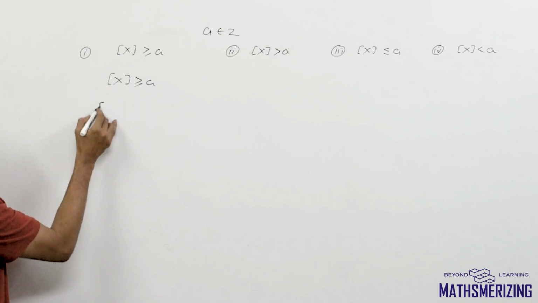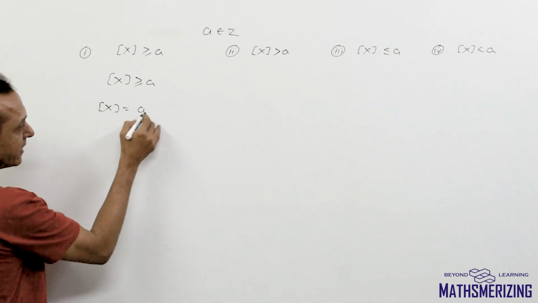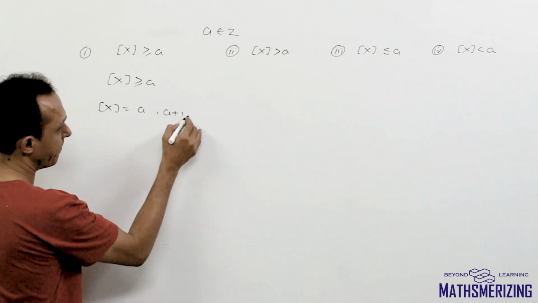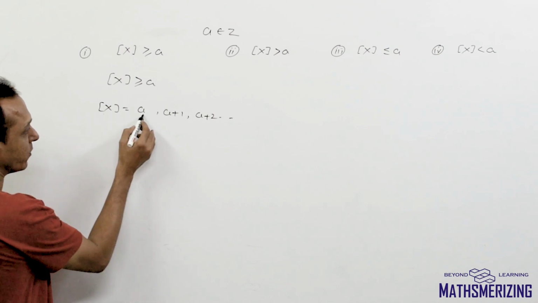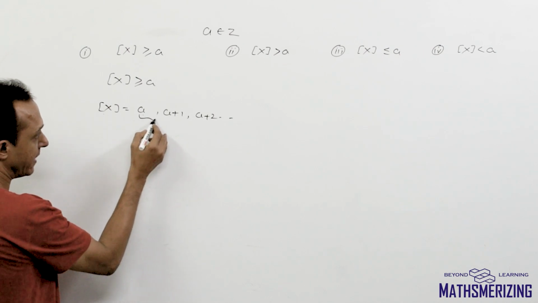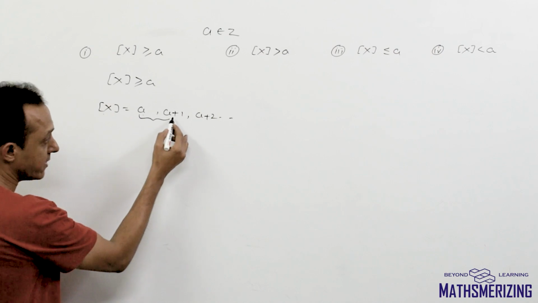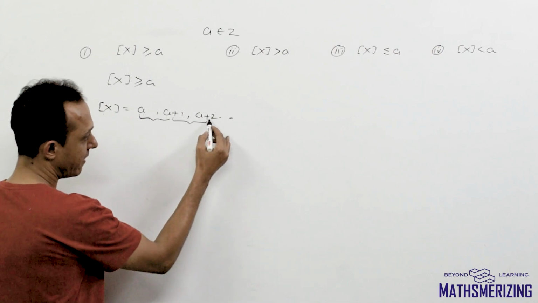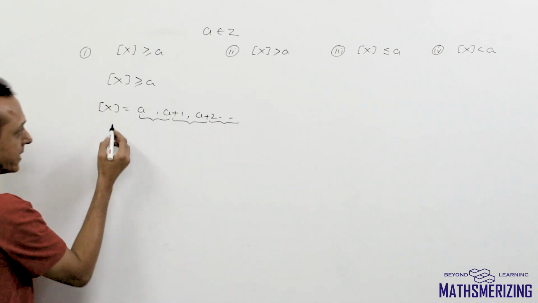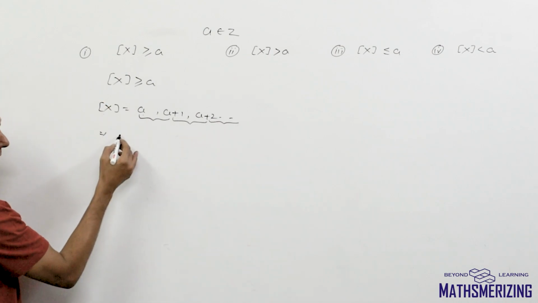So the kind of integral values it can take is x can be either a, or a plus 1, a plus 2. So if greatest integer function of x is equal to a, then x lies between a and a plus 1. Its value is a plus 1 when it lies between a plus 1 and a plus 2. Again, when it lies between a plus 2 and a plus 3.